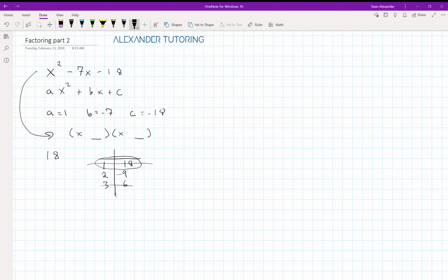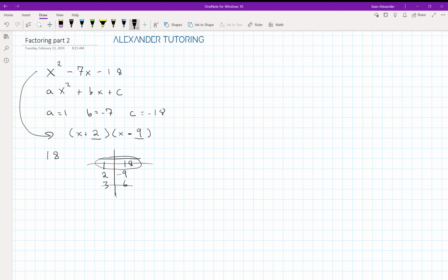So that is my trick for quickly going through all the factors to figure out the two numbers that add to the middle term and multiply to the last term. So we can just stick those in here. We have plus 2 and minus 9. Okay? And that is it factored.